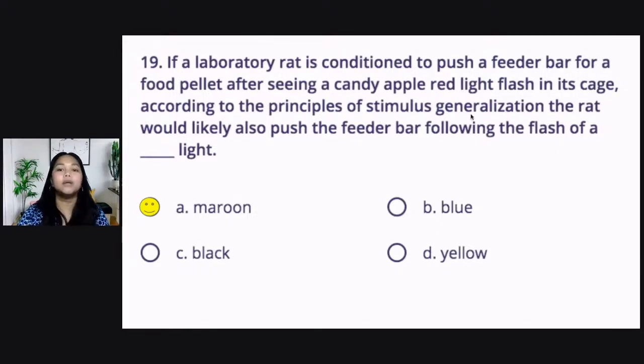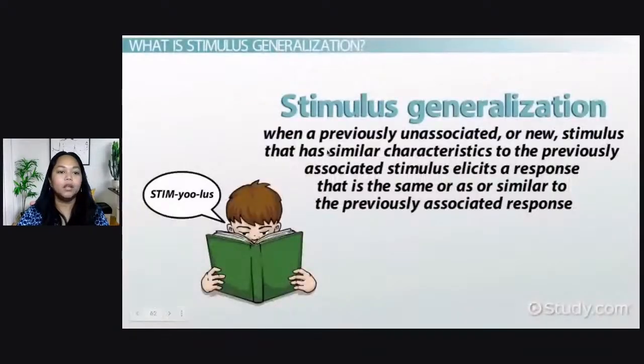Now, sabi ng stimulus generalization, if there is another stimulus that is very similar to that conditioned stimulus, then the rat is going to do the same action, okay? The response of the rat would be the same. And so, yung pinakamalapit nito sa candy apple red is maroon. Kaya yung maroon po yung ating choice. Hindi blue, hindi black, hindi yellow. Okay? Yung pinakamalapit po, yung similar stimulus yung hinahanap natin. And so letter A, yung tamang choice for number 19. Klaro? Okay na tayo? 20.